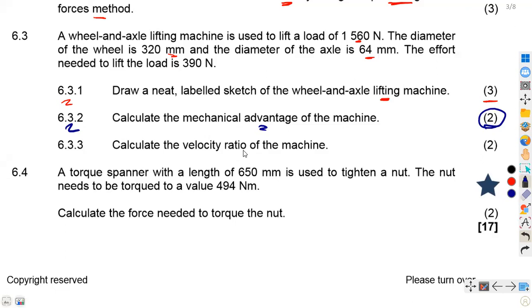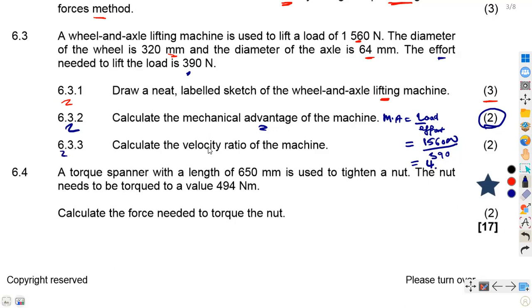Okay, so we need the mechanical advantage. Remember, mechanical advantage is load over the effort. We can calculate here even without the diagram, guys, because we know the values are given here. So our mechanical advantage is going to be the load over the effort, right? These formulas you are given in your formula sheet. So that's the load of 1,560 Newton over the effort needed to lift the load. The effort needed is 390, so we divide by 390 here. If we divide, that is going to be a 4. So you're going to obtain a 4 there.